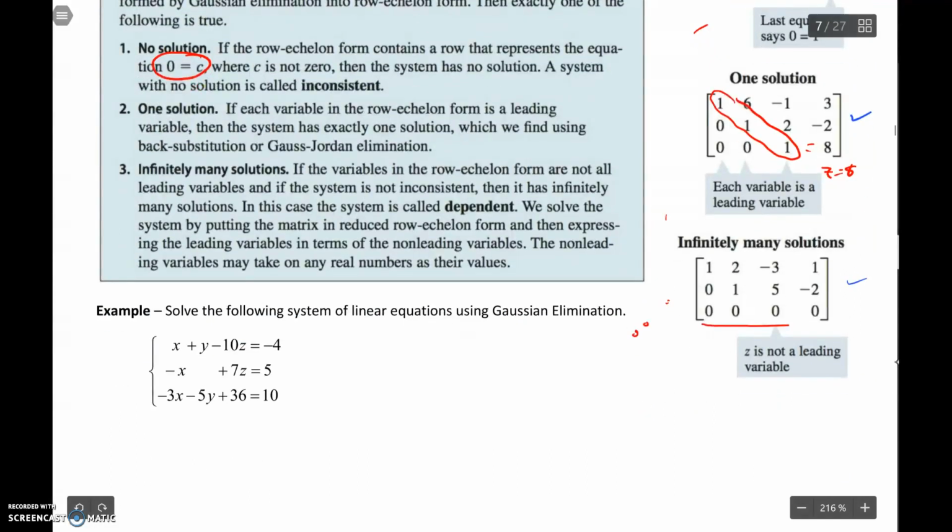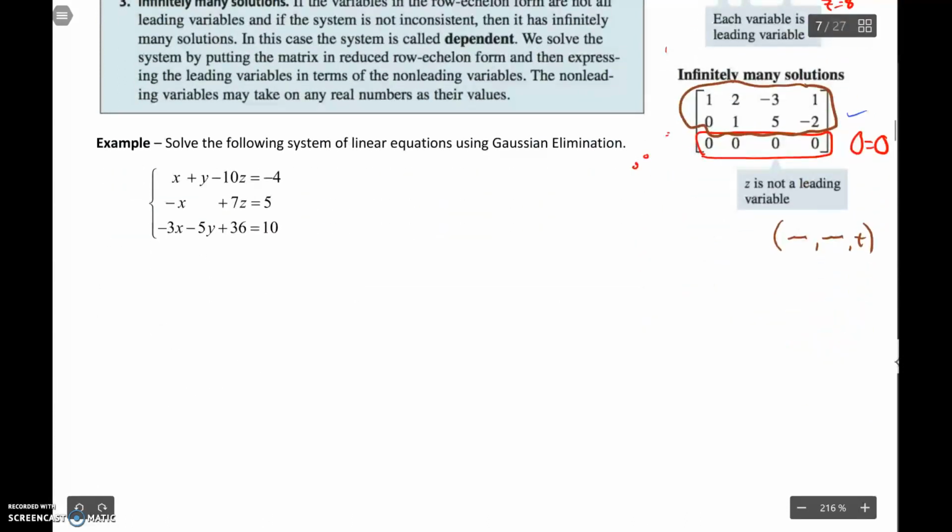Infinitely many solutions, that last line will be all zeros. So my last equation is 0 equals 0. In that case, we need to look at these 2 equations to come up with that infinite solution set using the parameter t, if you remember that. Okay? So this should be an example of that.